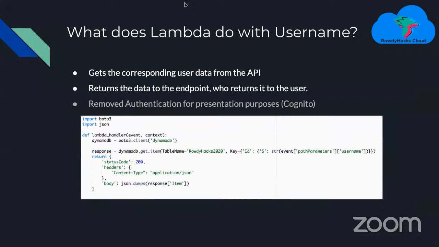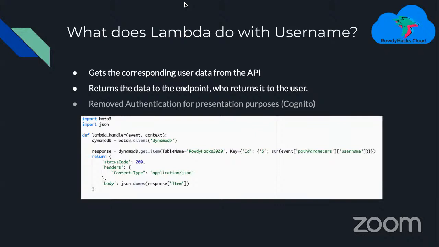So you might be wondering, what does Lambda do with the username once it gets to it? It gets the corresponding user data from the API. Remember, it's getting sent that username, and as soon as it processes it, it's going to return the data to the endpoint, who returns it back to the user.